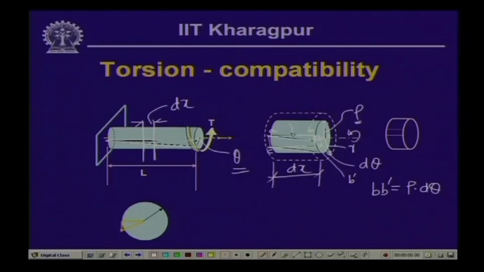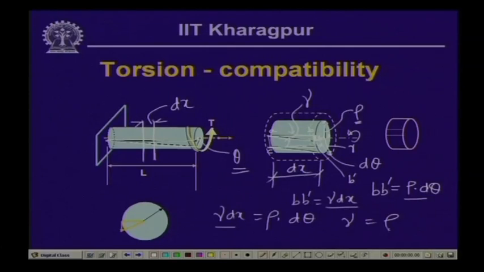So, if this is the strain angle gamma, and this distance being dx, the distance BB' can be written as gamma times dx. If we equate these two, gamma dx equals rho d theta, then we can write gamma equals rho times d theta/dx. This is the shearing strain written in terms of the rotation, and d theta/dx we call the rotation per unit length.